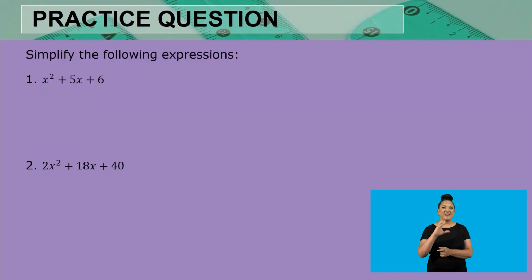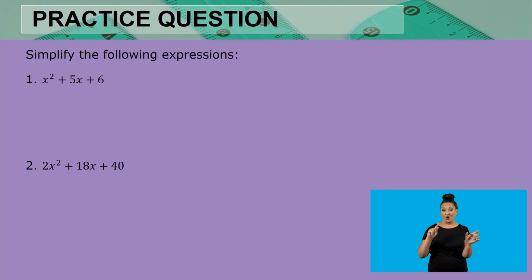Welcome learners to this lesson of factorizing quadratic trinomials, where today we are going to be focusing on the practice and application questions. So let's practice that factorizing. We are going to simplify or factorize the following expressions. We have there x squared plus 5x plus 6. So we are going to factorize that expression.